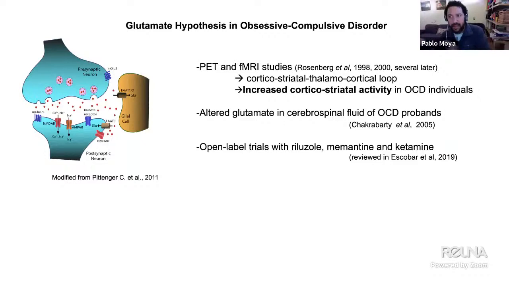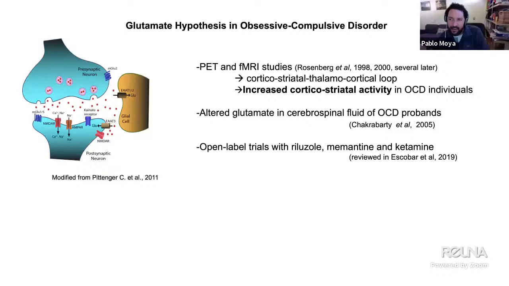Again, this is just from a historical perspective. We're going to talk a bit about the relevance of this model for OCD. And why OCD? Because there is a glutamatergic hypothesis, and in the case of OCD, it comes mainly from functional and structural imaging findings in the late 90s, which pointed to alterations in the known corticostriatal thalamocortical loop in the brain, and particularly toward an increased corticostriatal activity in OCD-afflicted individuals.